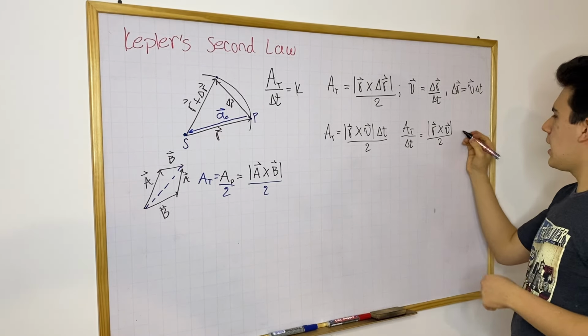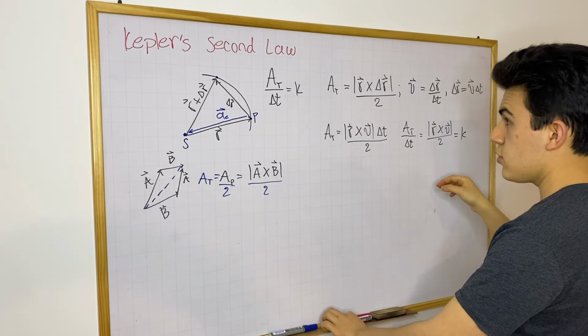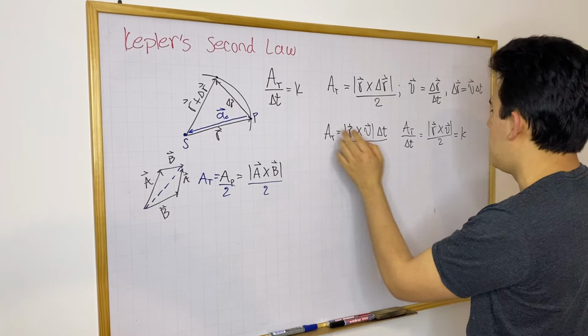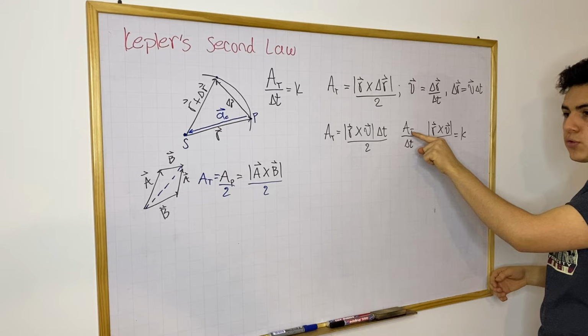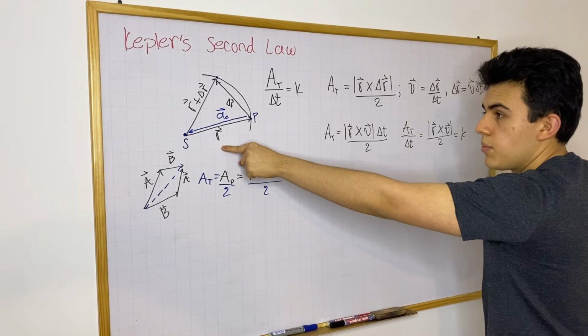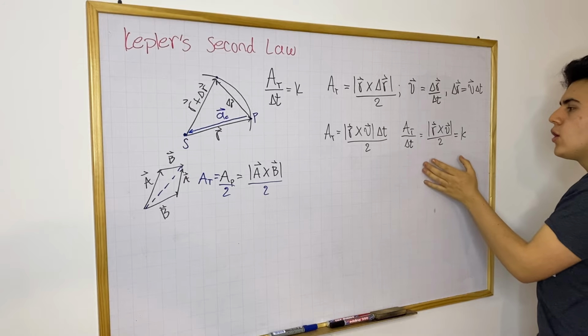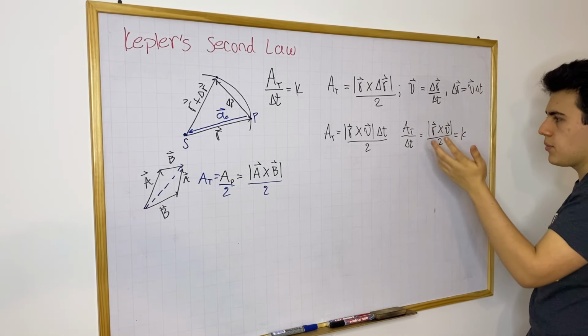And yeah, I'm going to write k just so that it's easier to show how similar these two equations are. This is the equation that describes Kepler's second law, and this is the equation that we now have. The ratio between the area swept by the r position vector divided by delta t, the ratio between these two, should be this value over here. Now we know 2 is just going to be a half, just a coefficient.